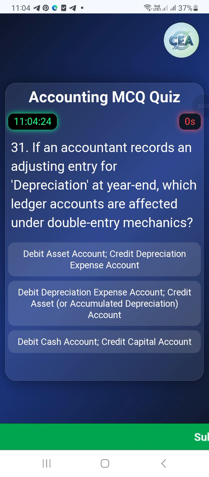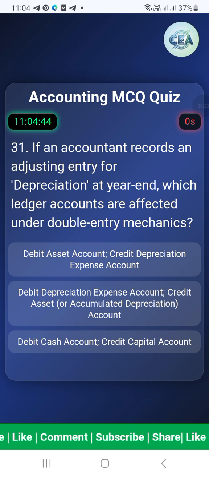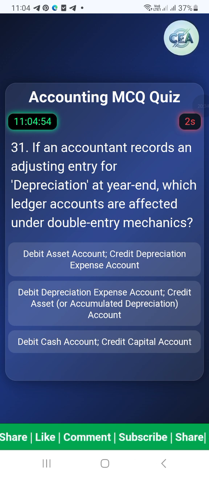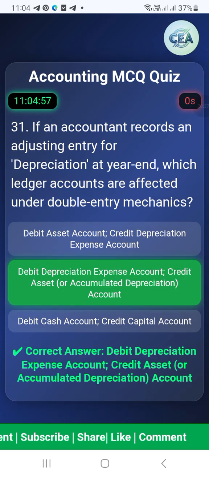31. If an accountant records an adjusting entry for depreciation at year-end, which ledger accounts are affected under double entry mechanics? Option 1. Debit asset account, credit depreciation expense account. Option 2. Debit depreciation expense account, credit asset or accumulated depreciation account. Option 3. Debit cash account, credit capital account. Correct answer is debit depreciation expense account, credit asset or accumulated depreciation account.